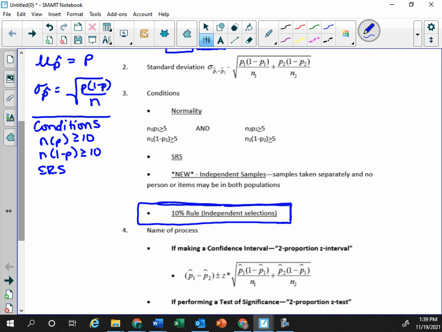And then the 10%, that's just saying whatever your sample size is needs to be less than 10% of the entire population. So if the whole population is only 100 students and you sample 50 of them, that doesn't work. Does that make sense? Okay.